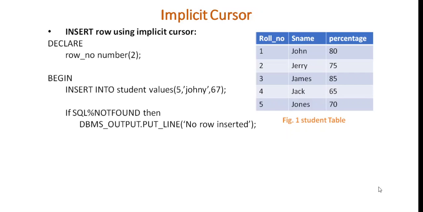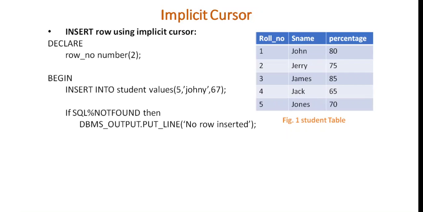If SQL percent not found, then we have used this if statement to check whether the cursor has affected some row or not. SQL is the name of that implicit cursor. It is the default name given to that implicit cursor, and we are using that attribute with the cursor name to check the status of that cursor. So when we say if SQL percent not found, if this statement returns true, it means that no row is affected by this cursor.